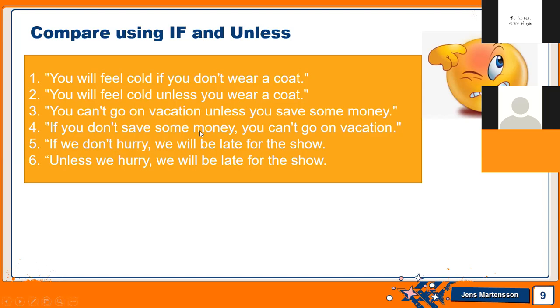Artinya berubah. Kalau misalkan di sini positif. Ya, karena unless ini mengandung kalimat negatif. Maka ketika menggunakan if, kalimatnya harus negatif. Kalau positif, unless-nya nggak bisa masuk.